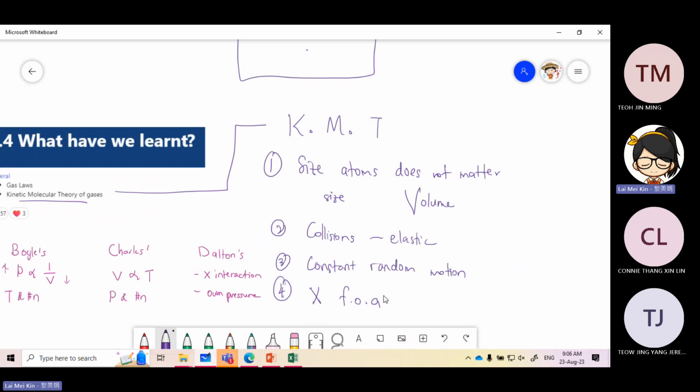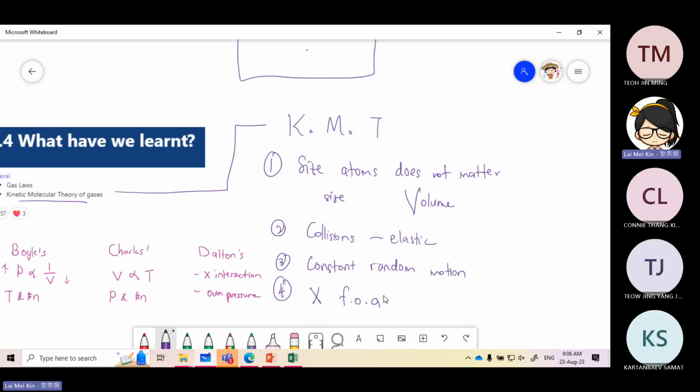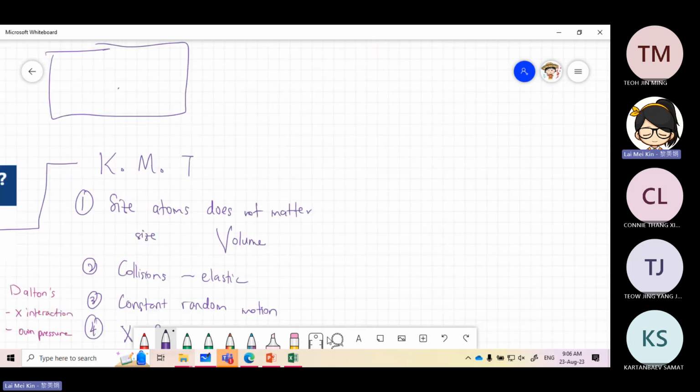But of course we know in reality, this is our expectation. In reality, they don't behave 100% this way. That means sometimes the volume will matter, sometimes there will be a little bit of forces of attraction, and sometimes the collision is not necessarily 100% bounce back, but maybe bounce back 89%. So this is kinetic molecular theory.